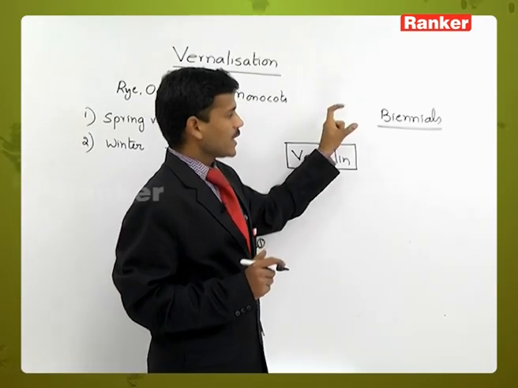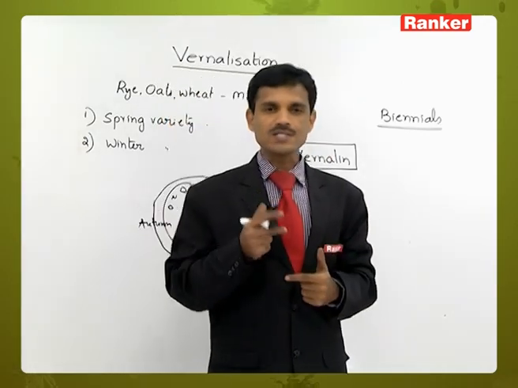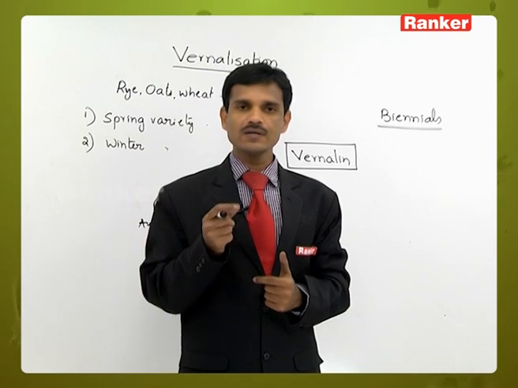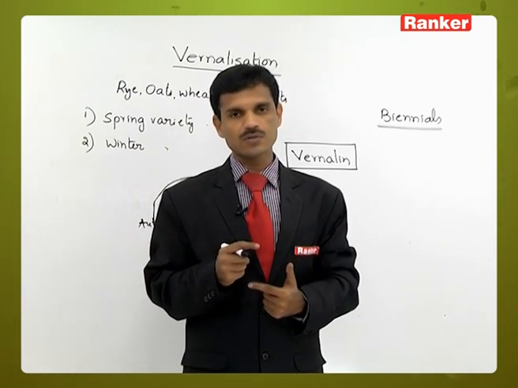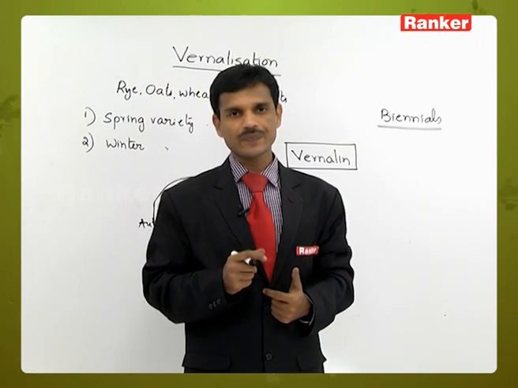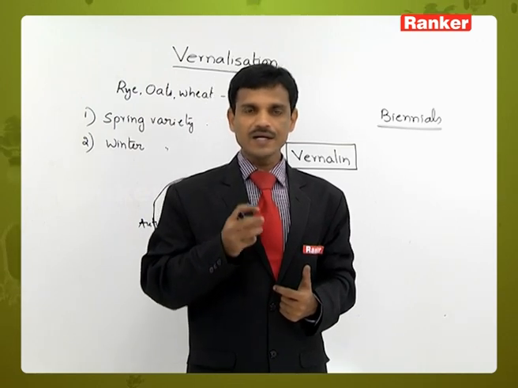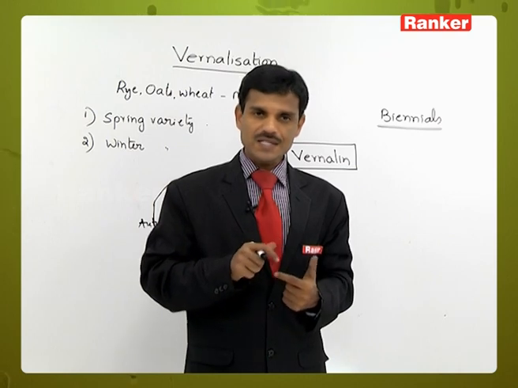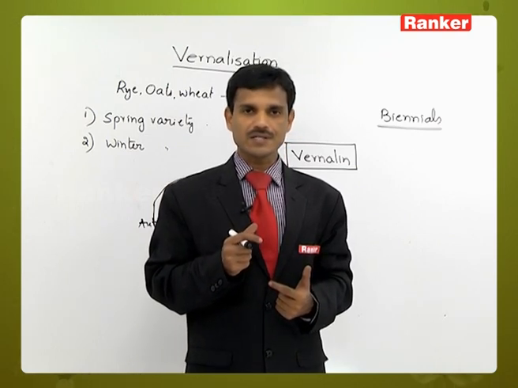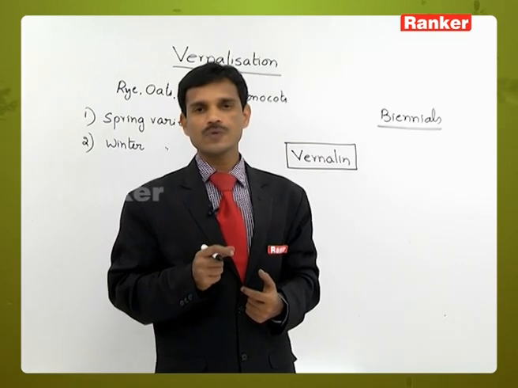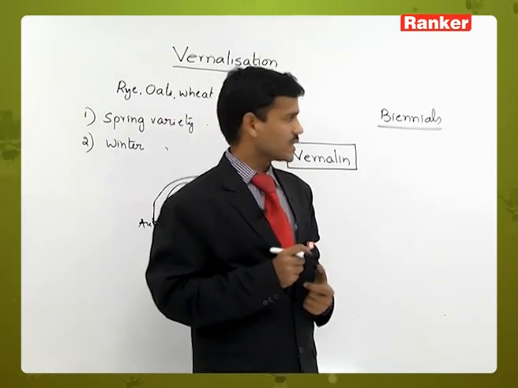Why do biennials take 2 years? In the first year they undergo the low temperature treatment, spending the winter season, and show growth. In the second year also they undergo the low temperature treatment. Then the hormone is produced and the flowering is initiated.